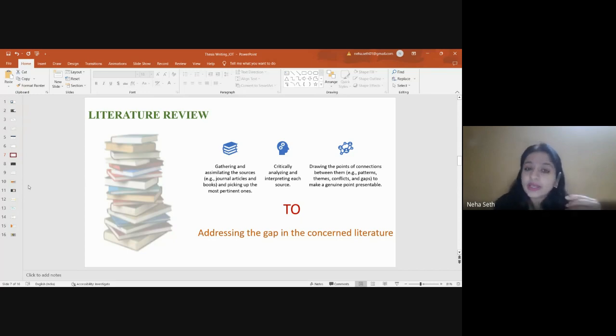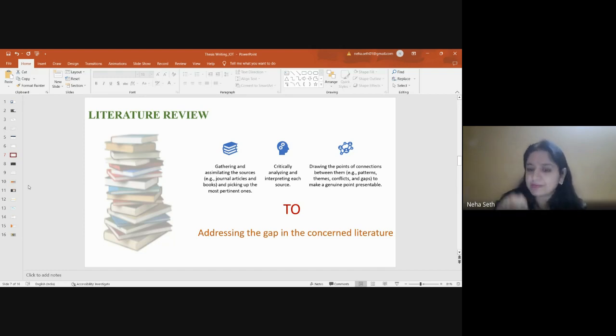Now we are doing this for critically analyzing and interpreting each source. We are using each research paper or article, from whatever source we have collected it. Now we are reviewing and studying these papers to have a clear-cut idea of what is happening in that particular topic and area of research. This is done to draw the point of connection between them, which we call the gap in the research. What is the current situation and what is missing?